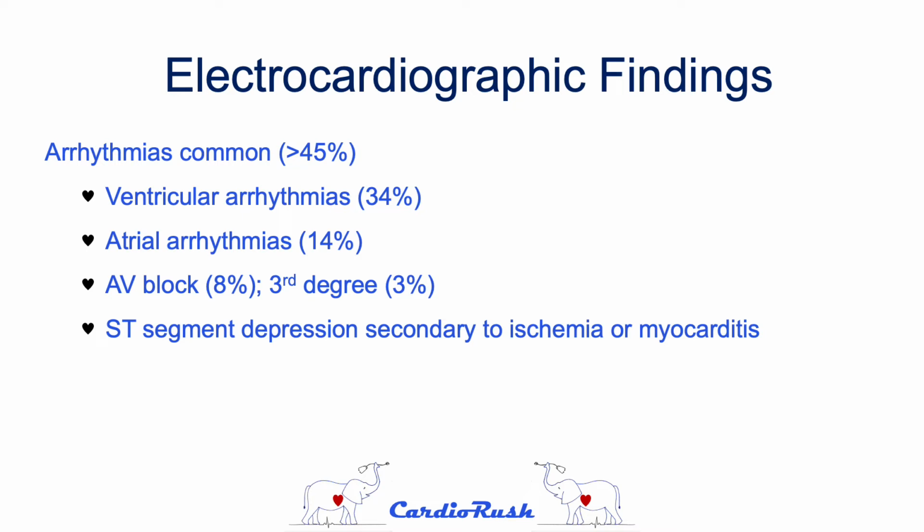Electrocardiographic findings are common, and in dogs, some arrhythmia is noted almost half the time, including ventricular arrhythmias, atrial arrhythmias, AV block, which can be third-degree AV block in a handful of cases, or ST segment depression secondary to ischemia or myocarditis.